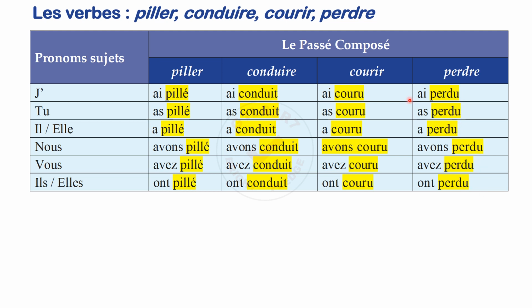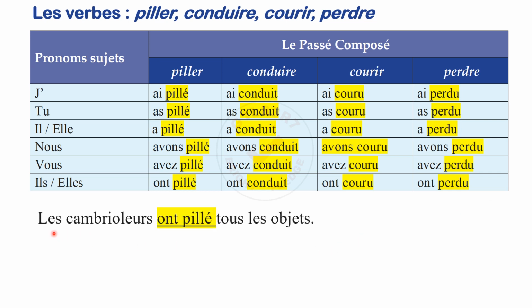Meaning lost. And for the verbs conduire and courir, again, they have irregular past participles. So you would need to memorize the past participle, which is conduit, C-O-N-D-U-I-T, for conduire, and couru, C-O-U-R-U, for courir. So memorize the irregular past participles. Let's see a few examples on the passé composé.